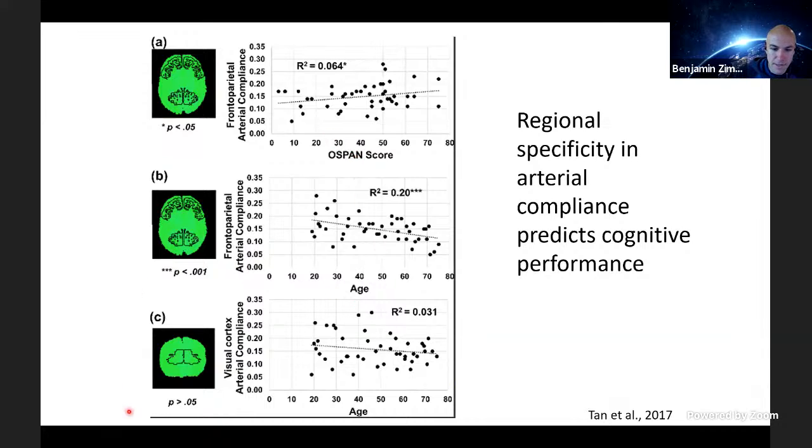But then down here, I'm showing that in the visual cortex, remember, this is an area where we don't see structural decline usually. It seems to be pretty preserved with age. We see the same relationship with arterial compliance again, that it doesn't really change that much with age. So we think that the ability to see specific regions with this method is actually going to be really useful. And we're starting to explore now in a more longitudinal way. All of these that I've shown so far are cross-sectional, whether these metrics predict future changes to brain and cognitive health.